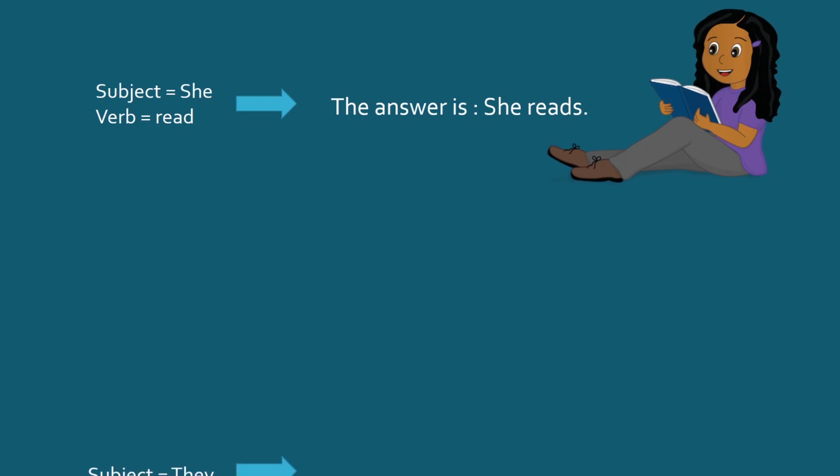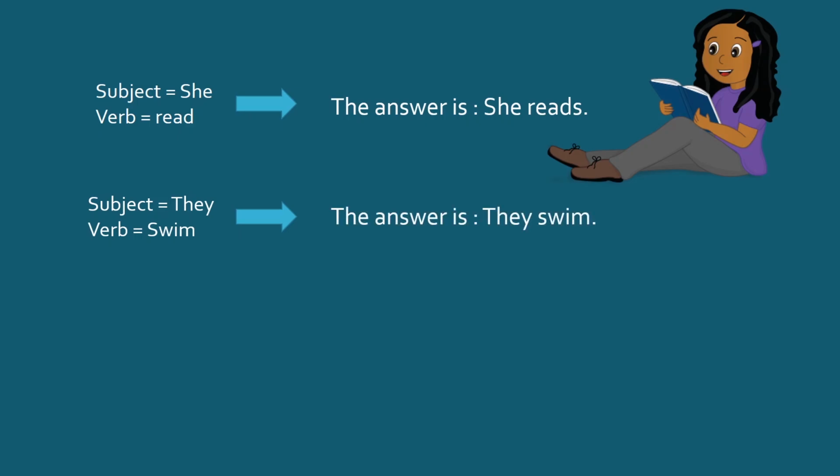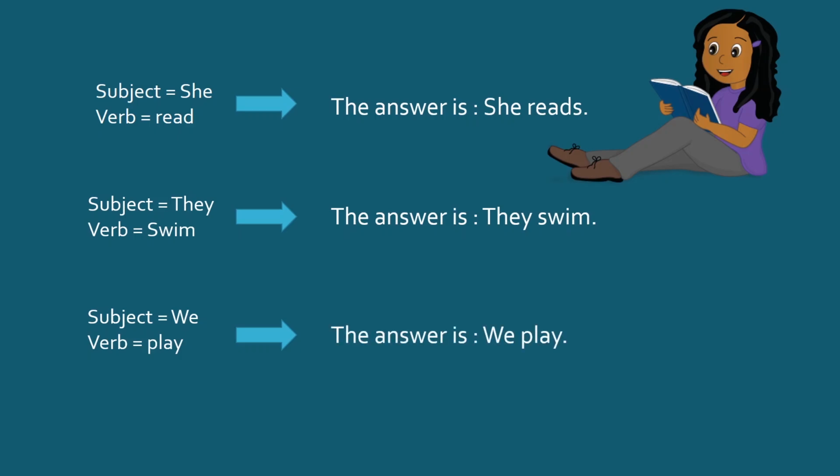Let's look at the next example. Subject is they, verb is swim. Very good. The answer is they swim. Next example. Subject is we, verb is play. Good job. The answer is we play, without s.